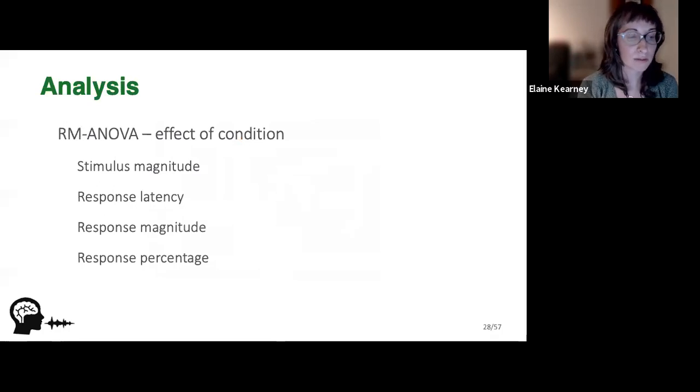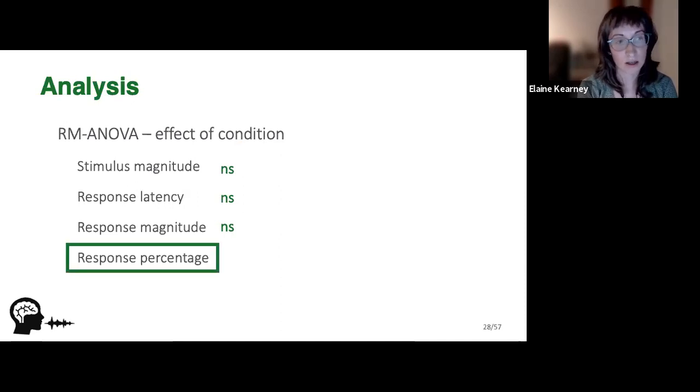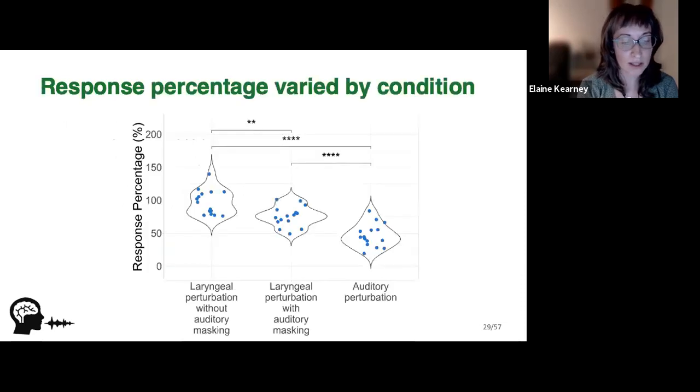So each measure was submitted to a repeated measures ANOVA, examining the effect of condition on these measures. For the first 3 measures, there was no significant effect of condition, but for the last measure, the response percentage measure, we did see a significant effect of condition. Recall that this is the normalized measure of response magnitude, and so it's really getting at, what is the compensatory response to the perturbation?